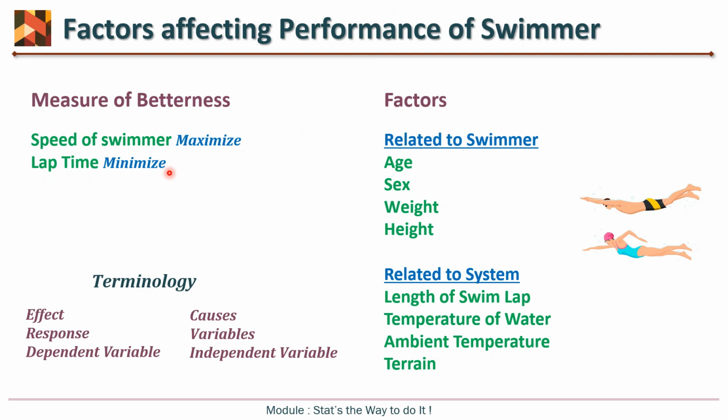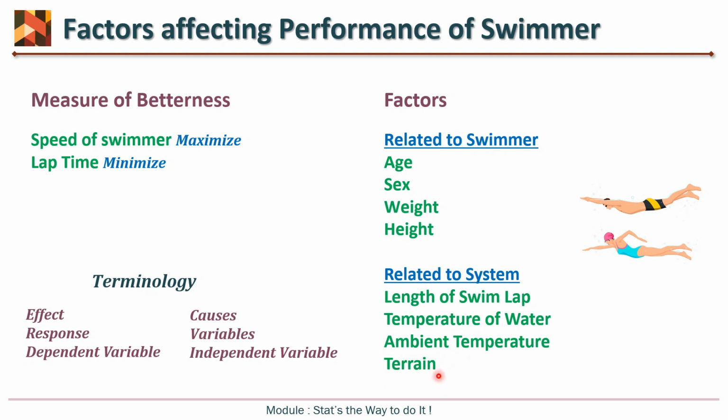Now, what are the factors which will affect this lap time? Factors related to the swimmer are, as we already discussed, age of the swimmer, sex of the swimmer, weight of the swimmer, and height of the swimmer. There may be more factors, but we are just discussing the conceptual aspects. Then there will be some factors related to the system also. What is the length of the swimming pool or swimming lap? What is the temperature of the water? What is the ambient temperature outside? And what is the terrain?